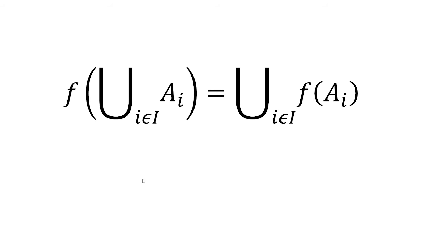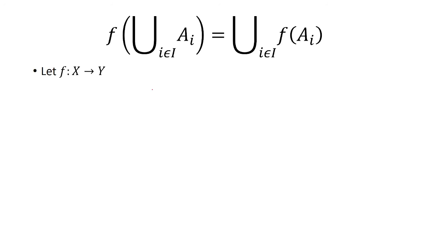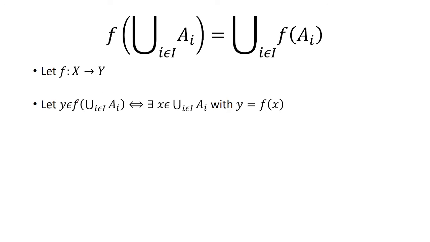In this video, we want to prove that f of the union of a bunch of sets is equal to the union of f of some sets. So let's first start with defining f as a function mapping x to y, and we're going to let y be an element of f of the union of a bunch of sets.